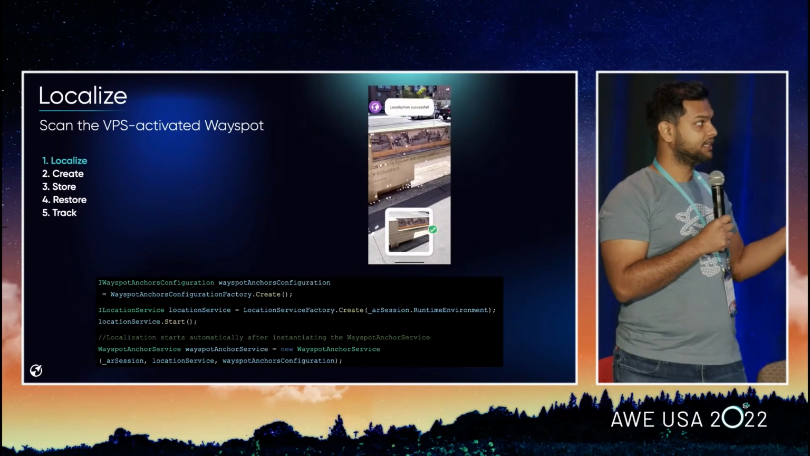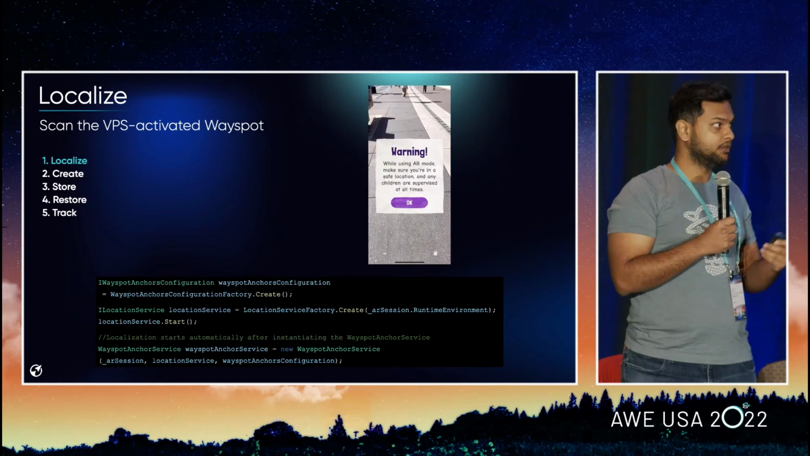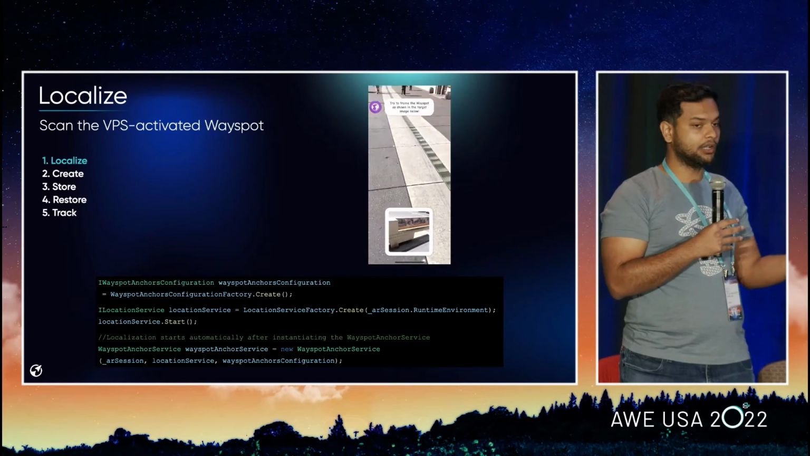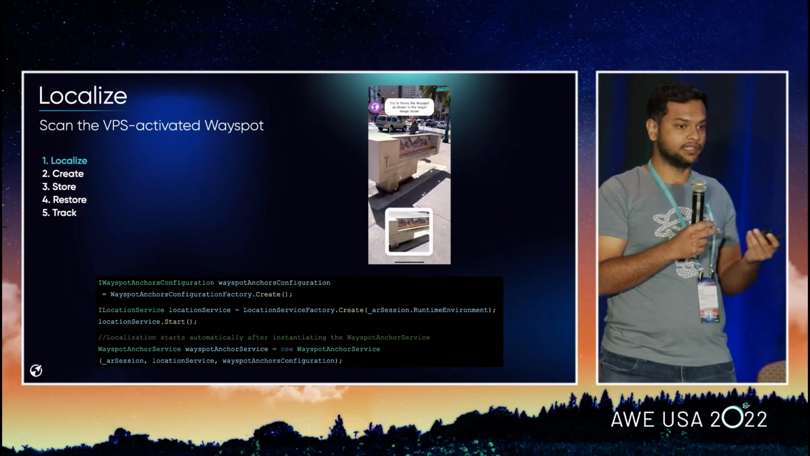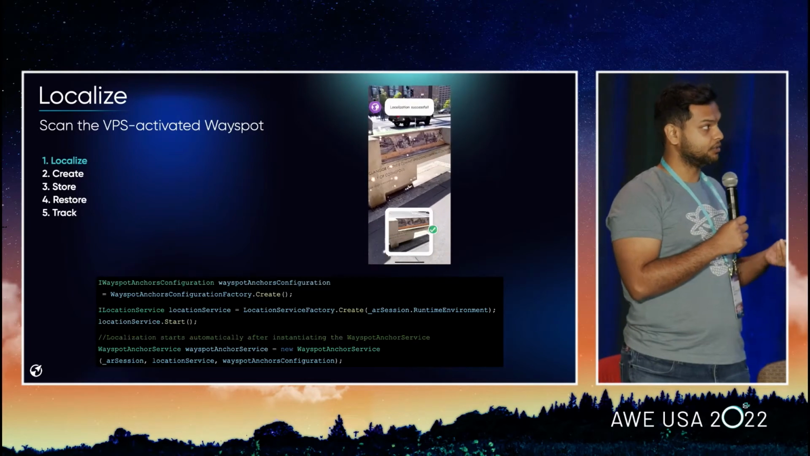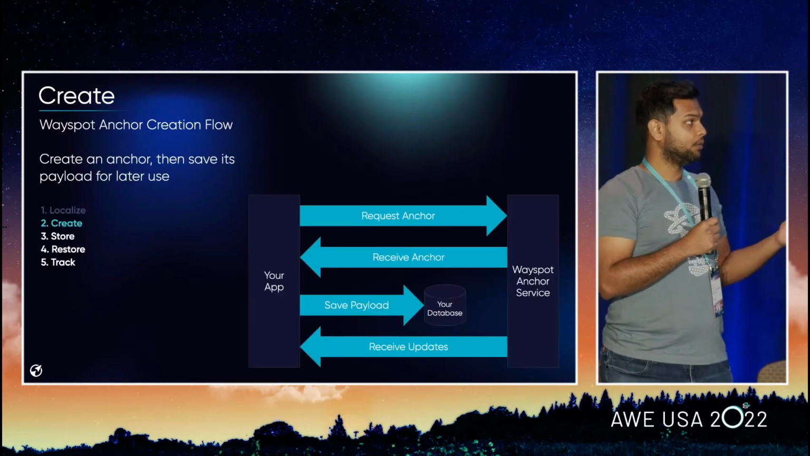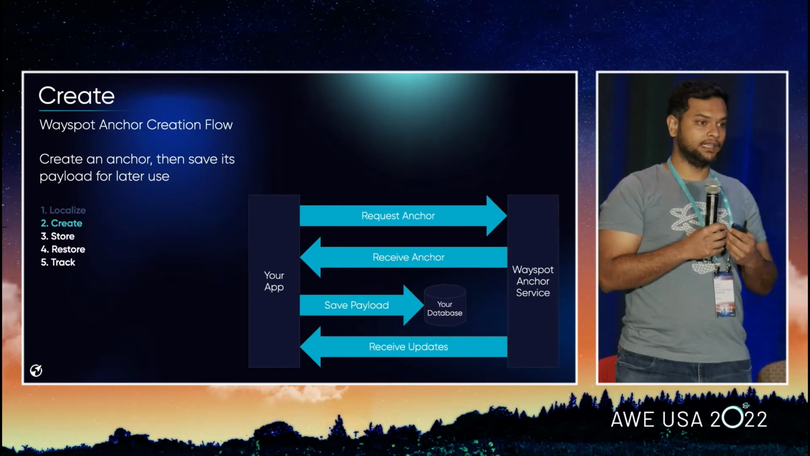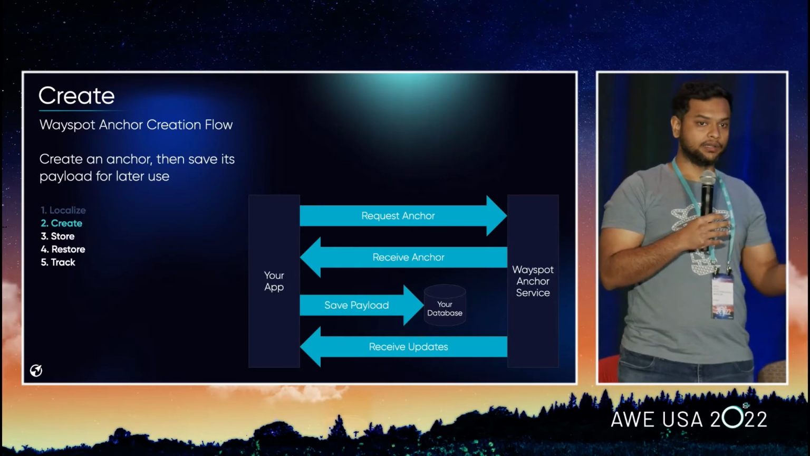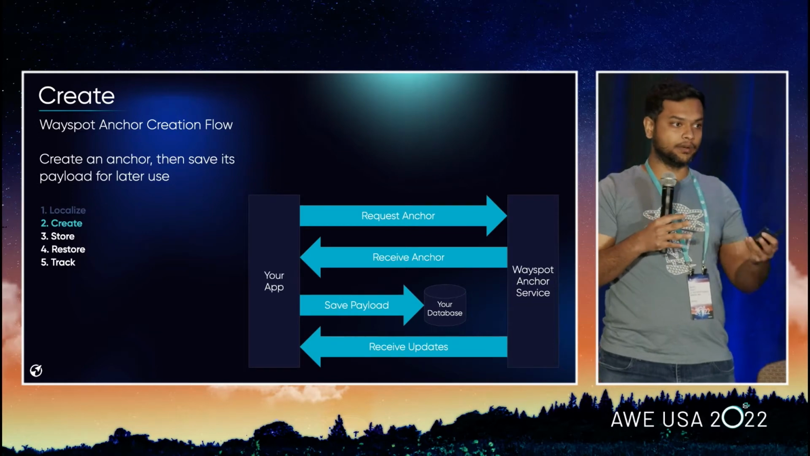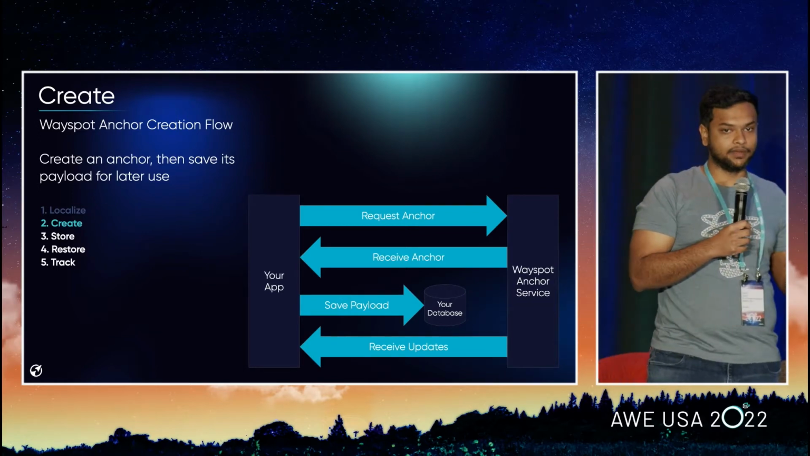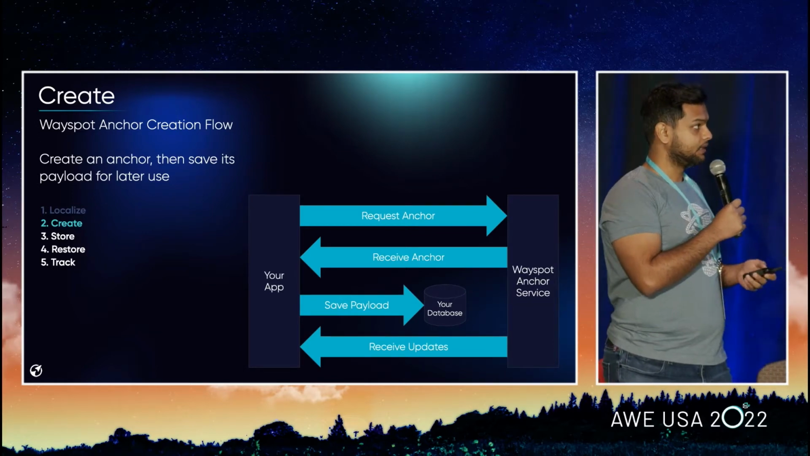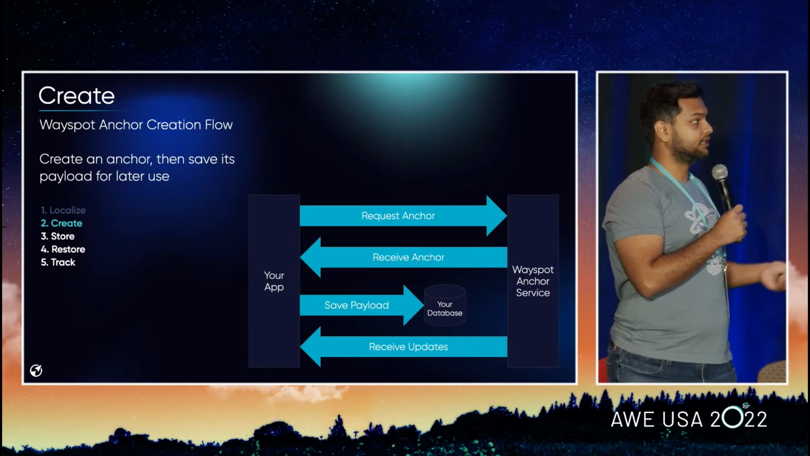Now, using the hint image, the user can pan the camera around, and you get a callback through the Wayspot Anchor service, letting you know when the user has localized. Now, once the user localizes, there are two things they can do. They can either add content to the real world, or they can go look and discover content that other people or developers have placed in the real world. So first, let's look at the create flow.